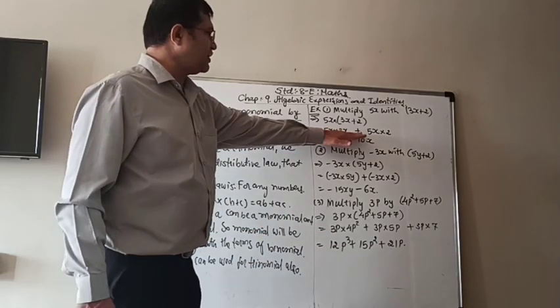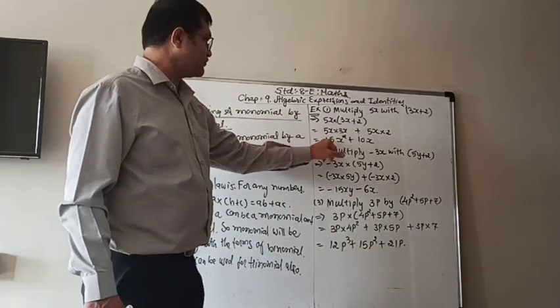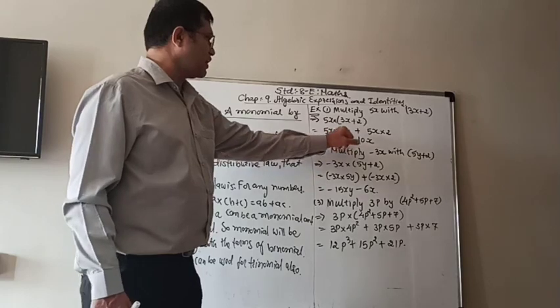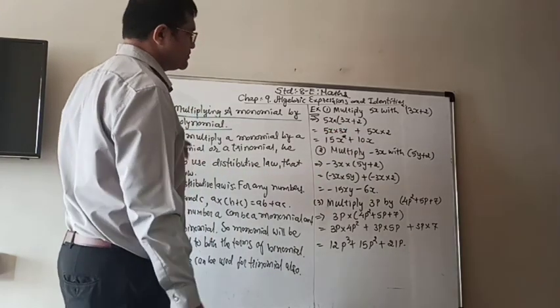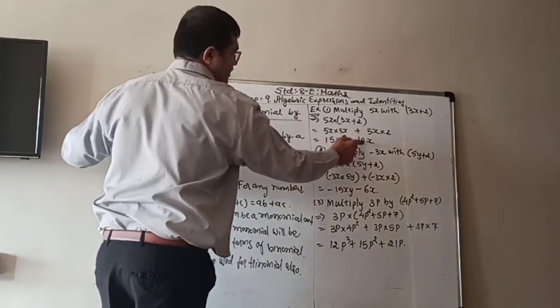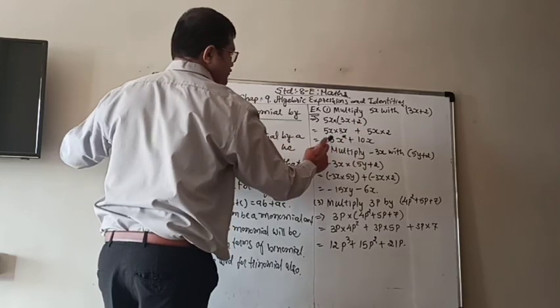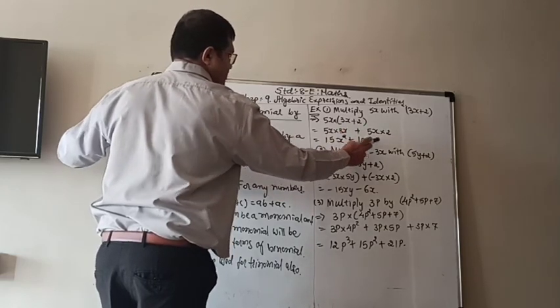Now that we learned already in the monomial. So 5 3s are 15, x into x, x square. So 15x square, and here 5 2s are 10 and x is alone. So the answer is 15x square plus 10x.